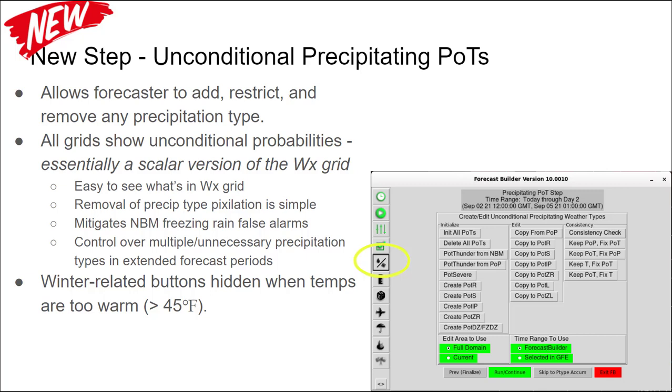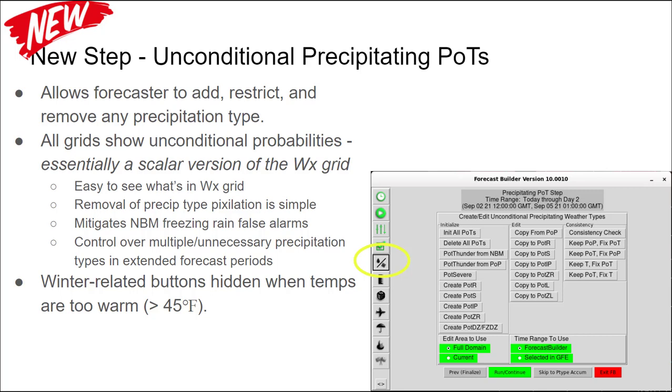What you need to know here is that this step is an unconditional probability step, meaning what you see here in the precipitation type grids in this step is the actual value that you're going to get in the weather grid. A 20% value in the pot rain grid here will get you a slight chance of rain in the forecast. It's a set of grids that are a scalar version of the weather grid. Basically, if you want a slight chance of snow, you can just add it to the forecast here by drawing in a 20% value on the pot snow grid.